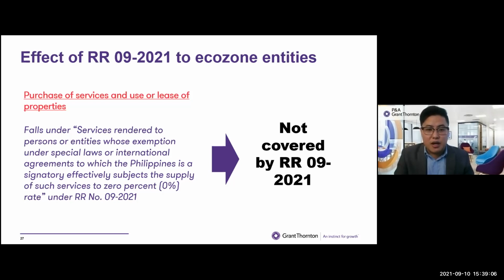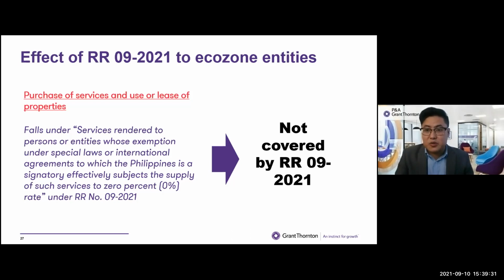Apparently, if you look at RR 9-2021, the purchase of these services and use or lease of properties falls under services rendered to persons or entities whose exemption under special laws or international law agreement to which the Philippines is a signatory effectively subjects the supply of such services to 0% rate.